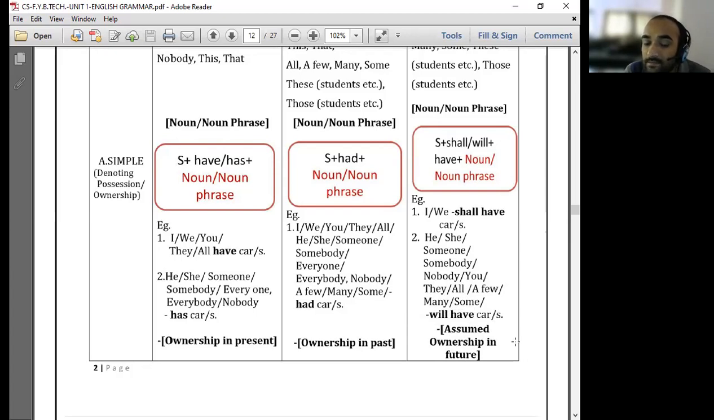So this is the difference. That is, for showing the ownership in the present, we have to use have or has plus noun or noun phrase. For showing the ownership in the past, we have to use had plus noun or noun phrase. Okay. And for showing the assumed ownership in the future, भविष्य काळात आपल्याकडे कुठली गोष्ट असेल हे दर्शवण्यासाठी आपण वापरतो सब्जेक्ट प्लस शॅल हॅव और विल हॅव. इज इट अंडरस्टूड? हे समजलं?